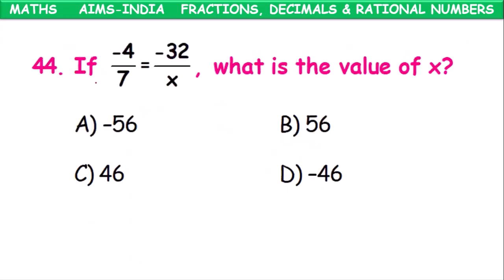Next. If minus 4 by 7 equals minus 32 by x, what is the value of x? Minus, minus cancel. The x will go here, and this 7 will come here. x equals 32 into 7 by 4. 4, 8 times 32, 8, 7 times 56. 56 is the correct option.